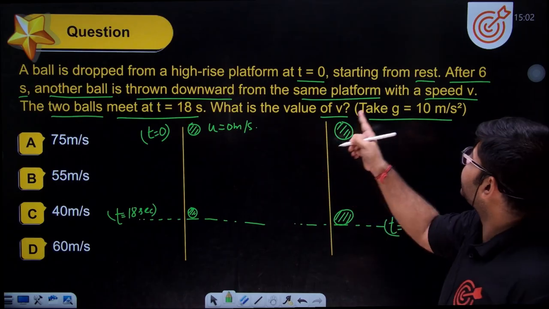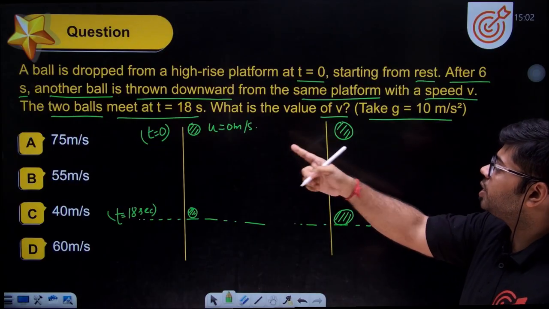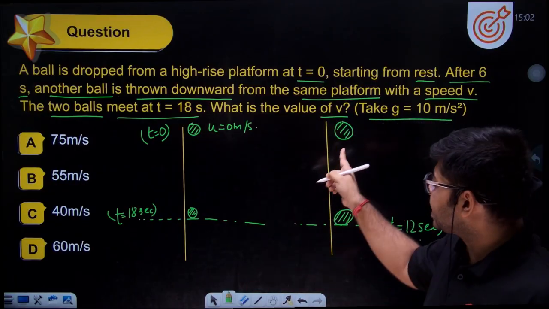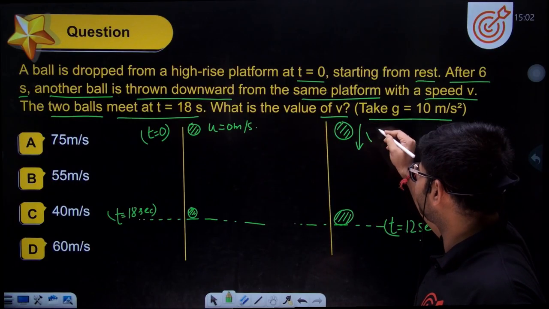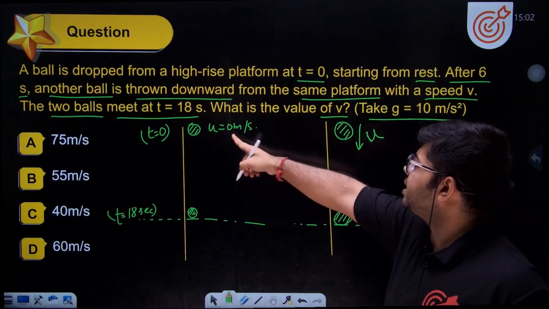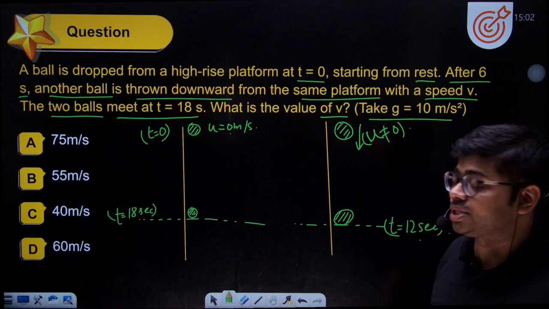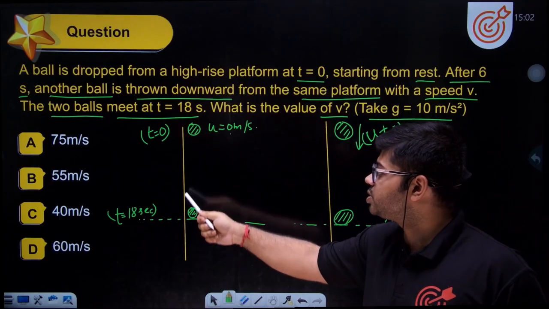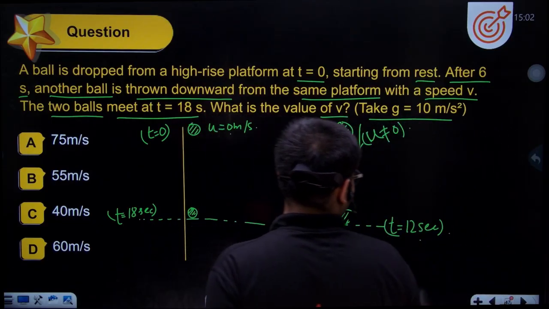What it has been said, after 6 seconds, another ball is thrown downward from the same platform with a speed v. The two balls meet at 18 seconds, but 18 seconds with respect to the first ball. The second ball I have thrown with an initial velocity v, or you can say u. Here the initial velocity is 0, but here the initial velocity is not 0. I have given it some initial velocity. इसीलिए ये 12 सेकेंड पे ही उतना डिस्टेंस कवर कर लिया या उतना डिस्प्लेसमेंट कवर कर लिया जो इसने 18 सेकेंड्स पे किया.